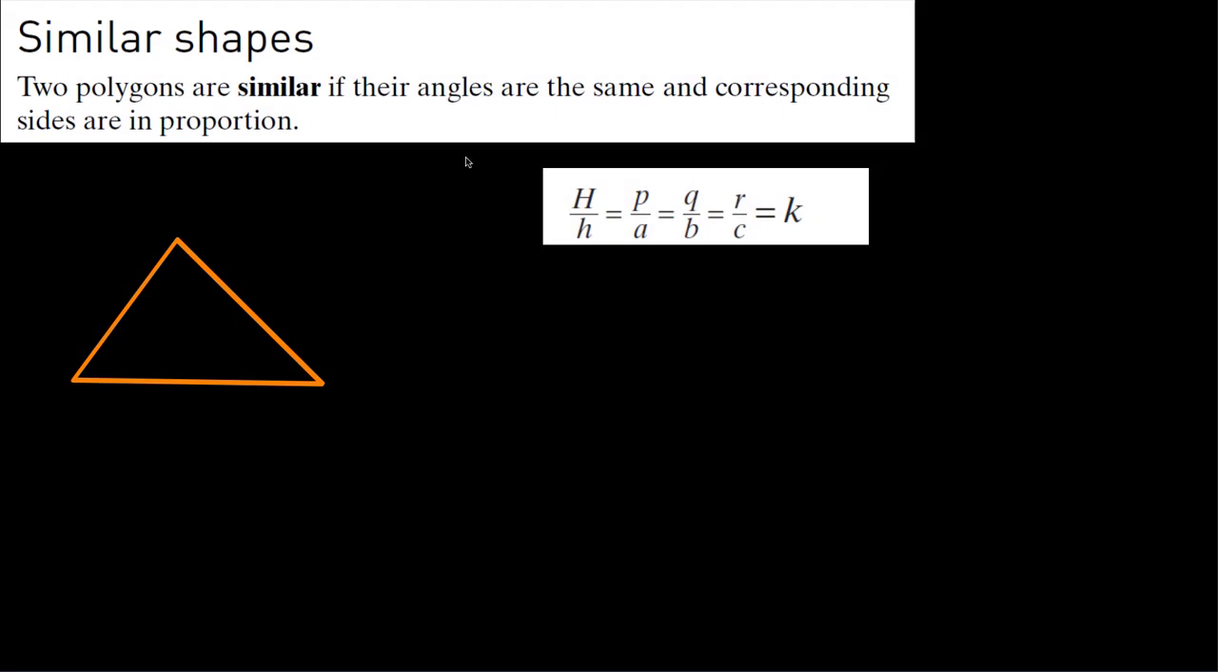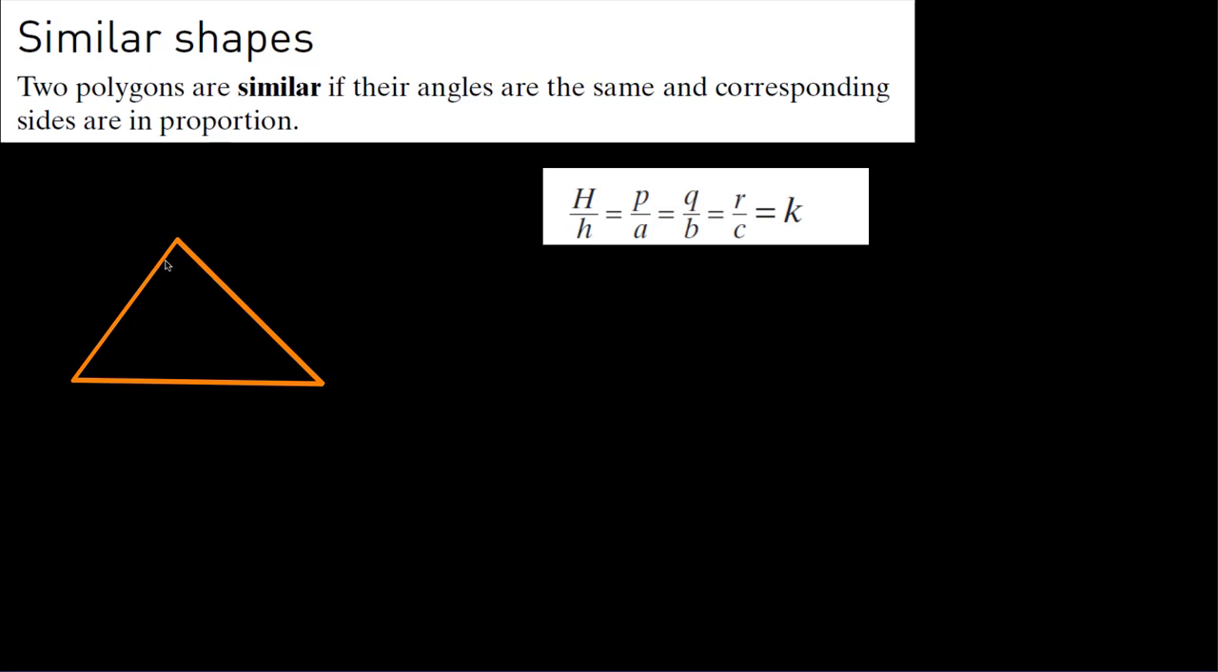Hi dear students, in this video we are going to study similar shapes. Two polygons are similar if their angles are the same and their corresponding sides are in proportion. If there is a ratio between them, it means that they are similar triangles.